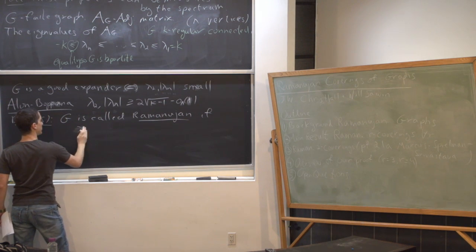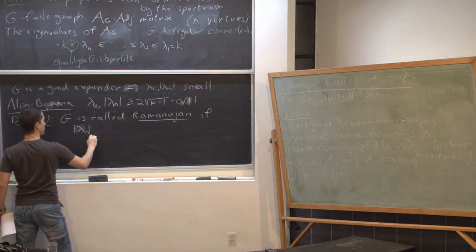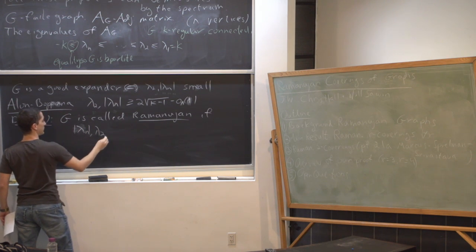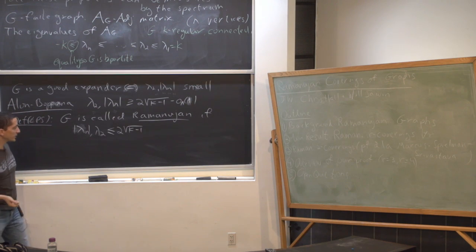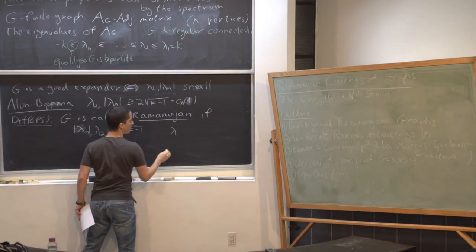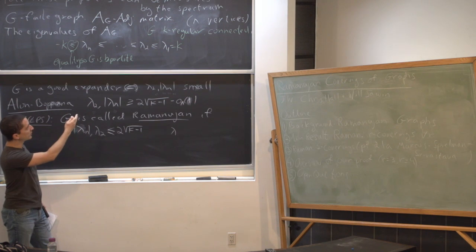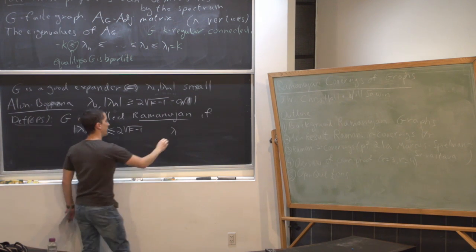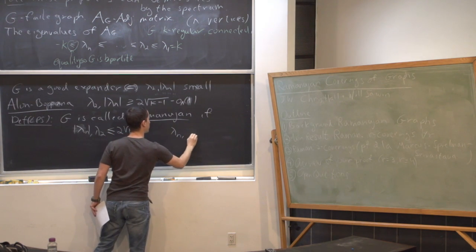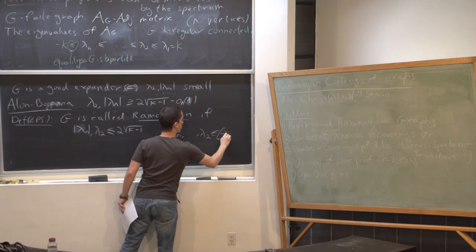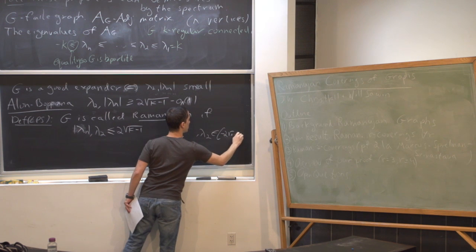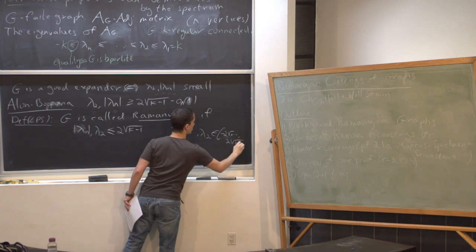Let's say that all the eigenvalues are strictly less than 2 square root of k minus 1. In other words, all the non-trivial eigenvalues, since lambda 1 is always going to be equal to k, are inside the interval from minus 2 square root of k minus 1 to plus 2 square root of k minus 1.